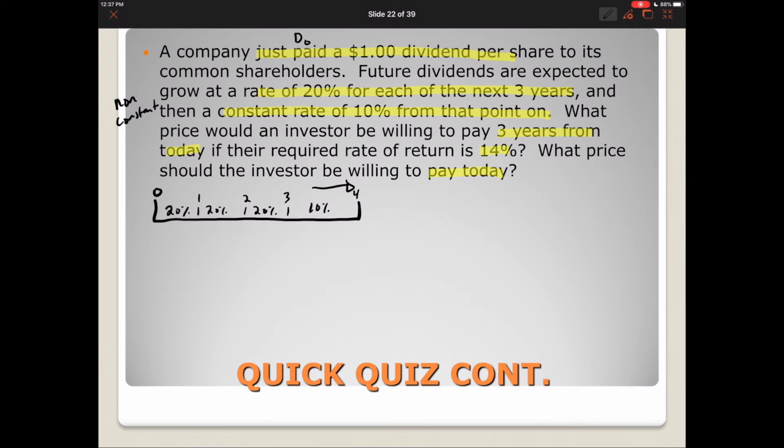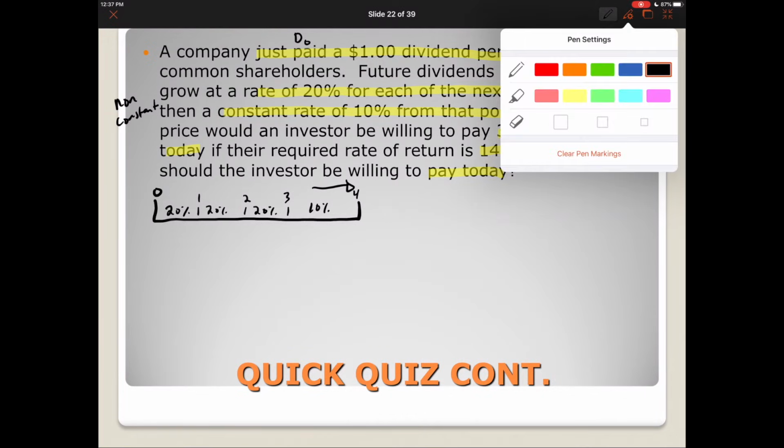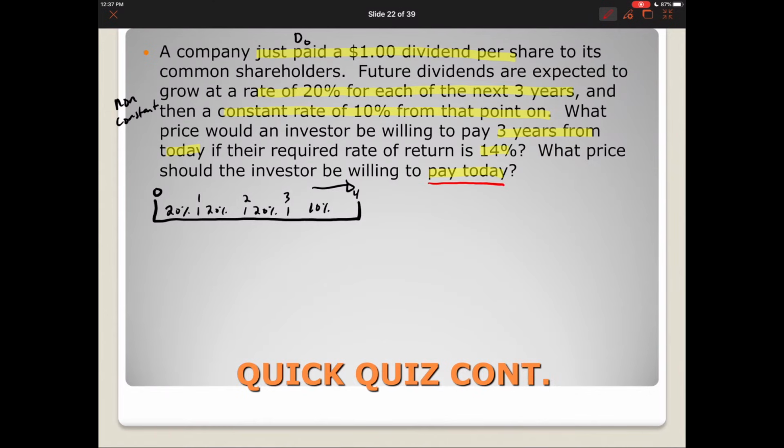So the first thing they want us to solve for is the price 3 years from today, and then also the price today. We know from our previous problem that the price today is going to be the present value of the dividends during the non-constant growth plus the present value of the price when the growth becomes constant. So let's start off by solving for the price today, because we'll solve for the first part, 3 years from today, while we are doing so.